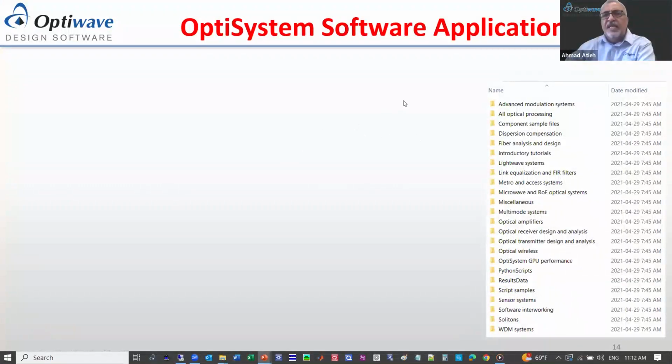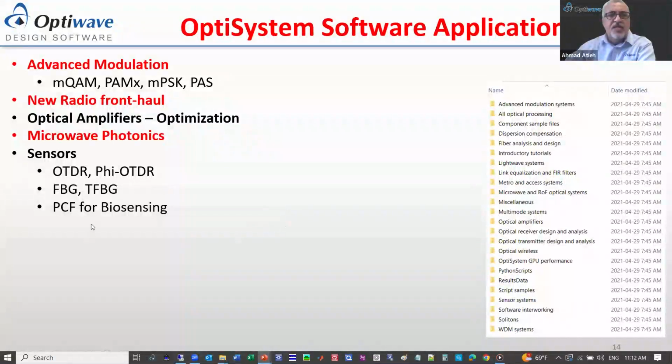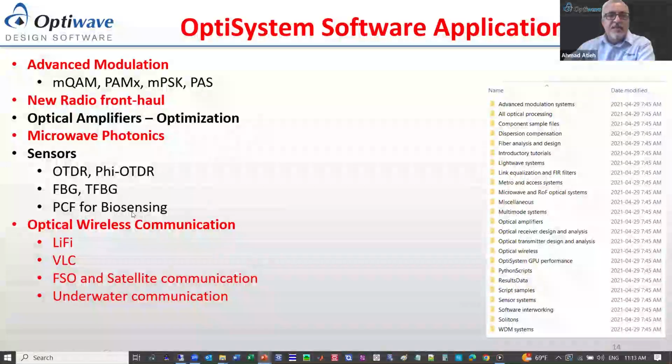Then there is the example library, as I mentioned to you. These examples are categorized in different categories depending on the application. There is advanced modulation, new radio fronthaul, optical amplifier library, microwave photonics, sensors. You can have Phi-OTDR, OTDR. You have different types of sensor applications. We have photonic crystal fiber for biosensing, where you design your photonic crystal fiber using OptiMode, and then you import it into OptiSystem and do sensing. There are some examples there.